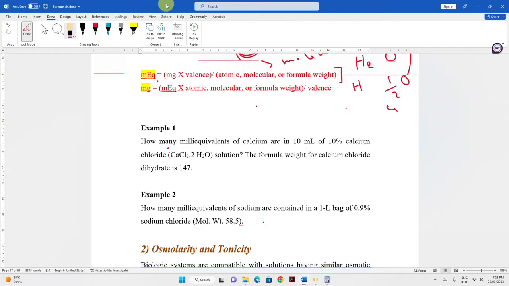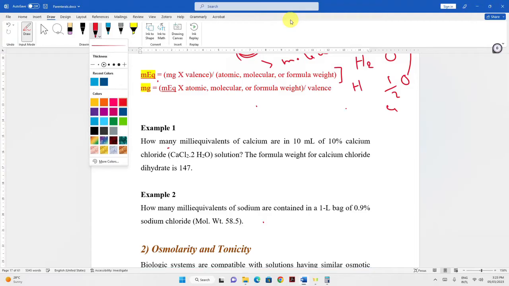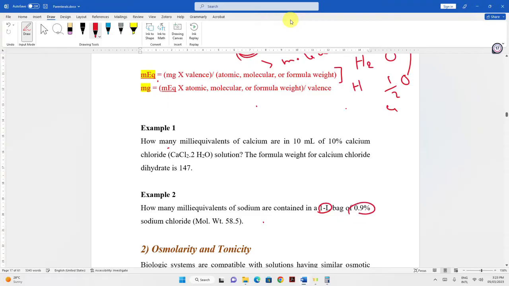Now what is the second example? It says, how many milli equivalents of sodium are contained in a 1 liter bag of 0.9% sodium chloride? Of course, 0.9% sodium chloride is the normal saline. Normal saline is 0.9%, and later on we will talk about this normal saline. So 0.9% means there is 0.9 gram of sodium chloride in 100 ml of solution. So we are talking about 1 liter, meaning 1000 ml.